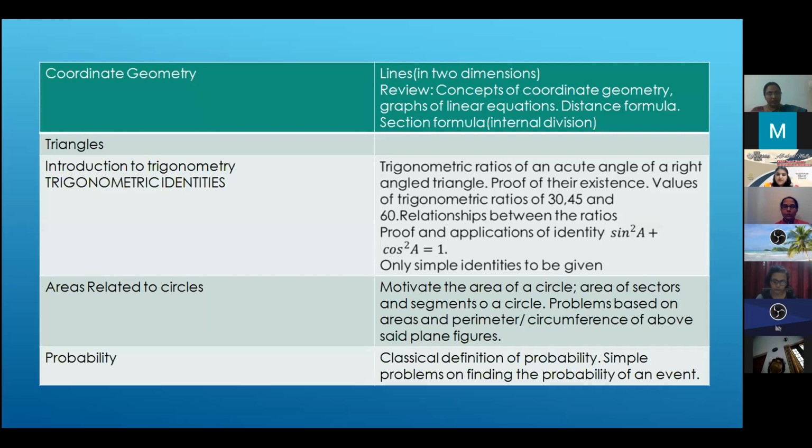That's why we have to give all the identities: sine square A plus cos square A equal to 1, cosec square A minus cot square A equal to 1, and sec square A minus tan square A equal to 1. These are all the important relationships that we have to give. But the proof and all, sine square A plus cos square A equal to 1, and simple identities regarding the same. In that last exercise, the complicated sums you can avoid, only simple questions. Areas related to circles also, then probability also. They have given the portion.